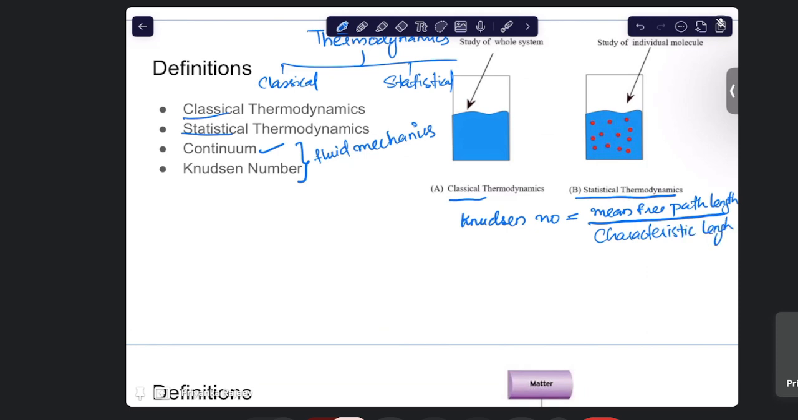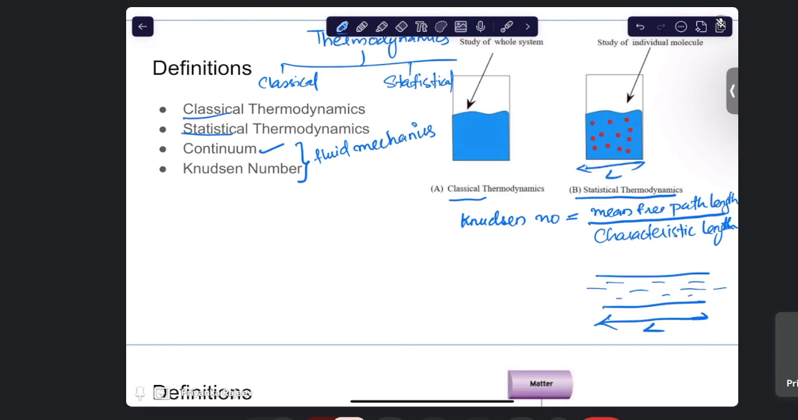So what is characteristic length? It is whichever length we are talking about. For example, in a flow, if we have a pipe of length L, then that will be the characteristic length. Here, maybe the container size will be a characteristic length.